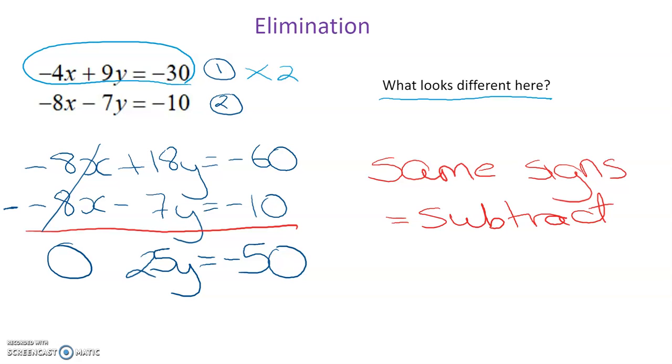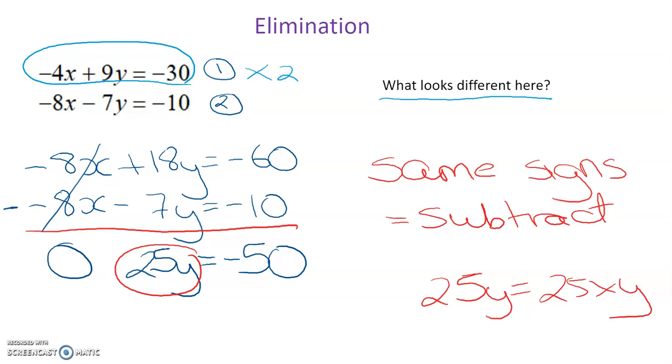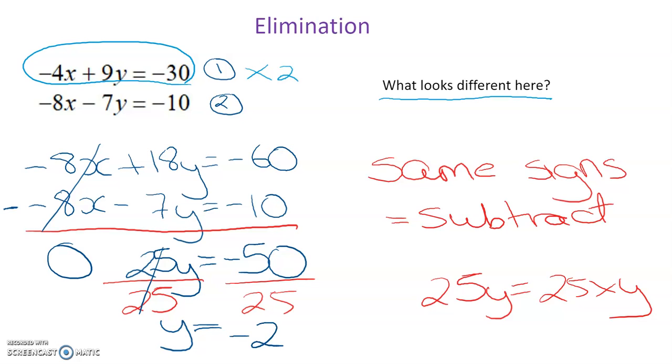So then how do we get y by itself? This is where reverse operations or opposite operations come into play. What math is happening here between the 25 and the y? Well, 25y is the same as saying 25 times y. So to get rid of it, we need to perform a division because that is the opposite of multiplying. So we're going to divide both sides by 25. And then we get an answer of y equals -2.